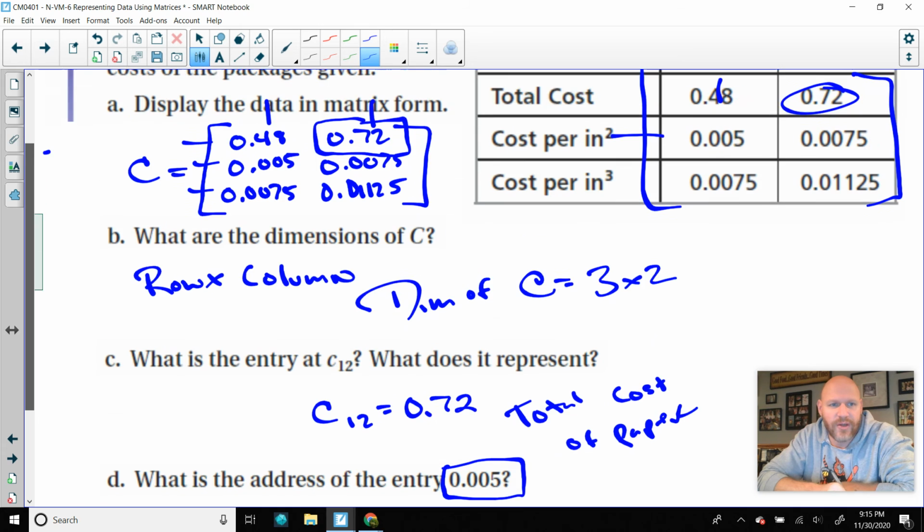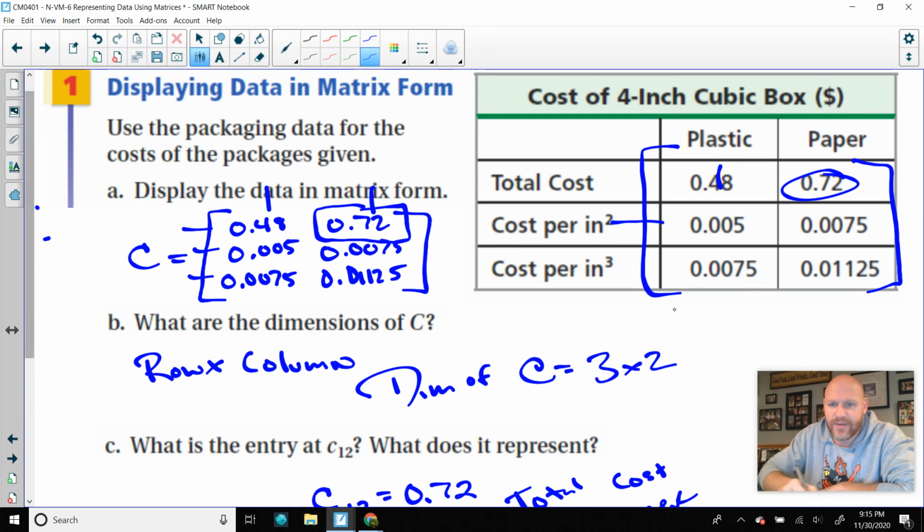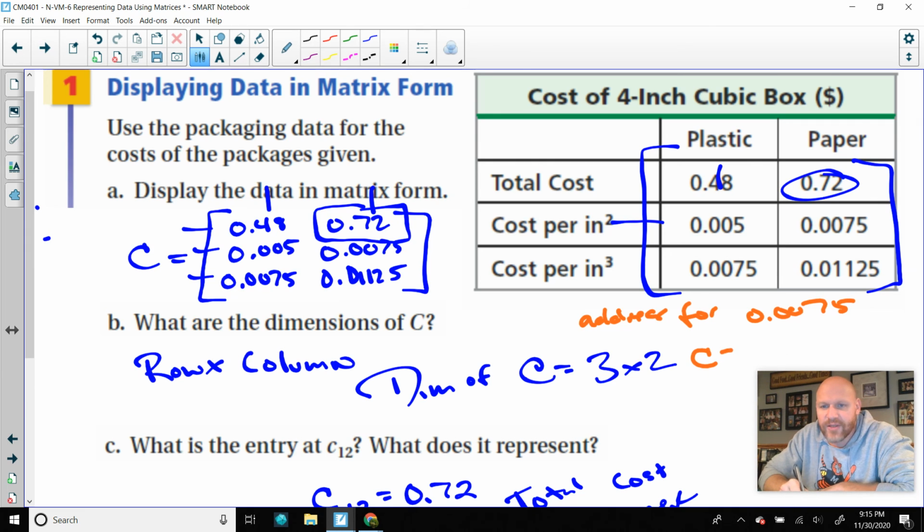If I were to ask you a trick question and say, what's the address for 0.0075? A number of you would tell me that it's going to be C31, and you wouldn't entirely be wrong. C row 3, column 1 is correct, but it's also going to be C22 because it's showing up in the second row and the second column as well.